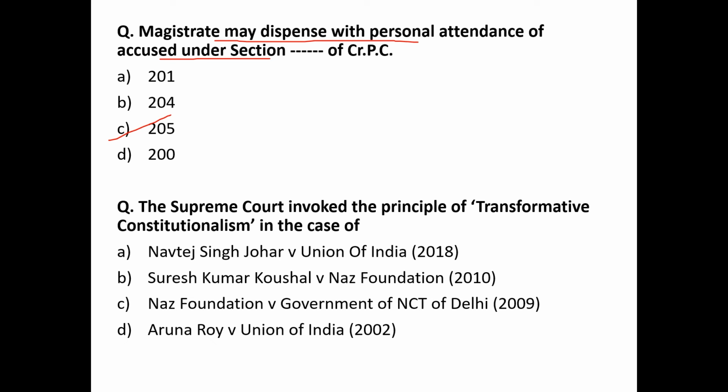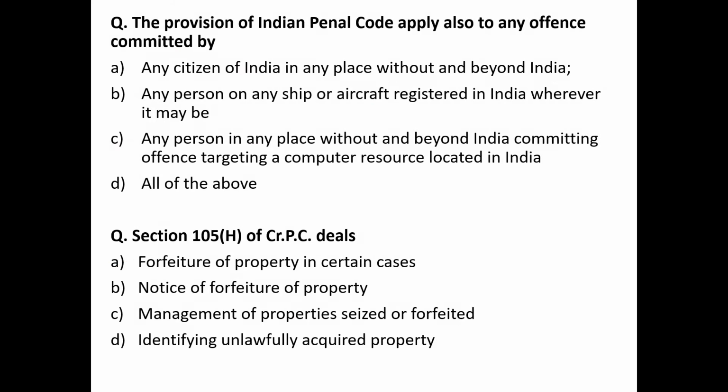Next question. The Supreme Court invoked the principle of transformative constitutionalism in the case of Navtej Singh Johar versus Union of India, option A. Next question. The provisions of the IPC apply also to any offence committed by any citizen of India in any place without and beyond India, correct? Any person on any ship or aircraft registered in India wherever it may be, correct? Any person in any place without and beyond India committing an offence targeting a computer resource located in India, correct? So the answer will be option D, all of the above. Section 105H of CrPC deals with forfeiture of property in certain cases, option A.